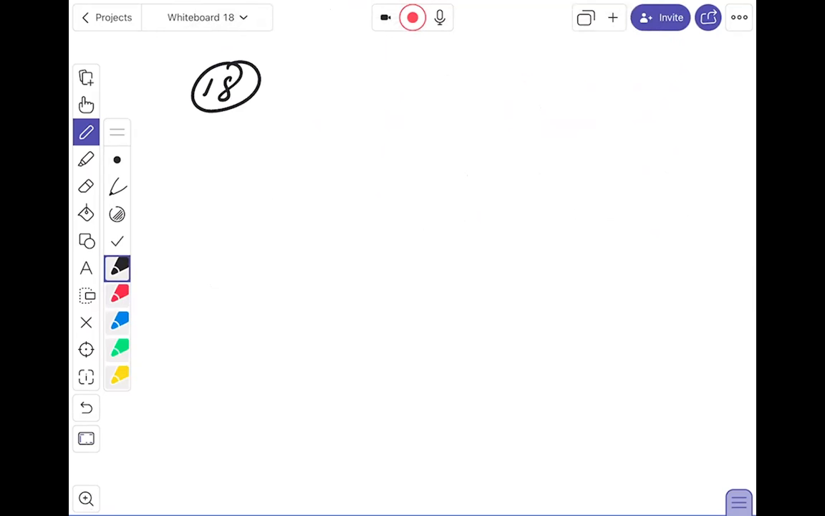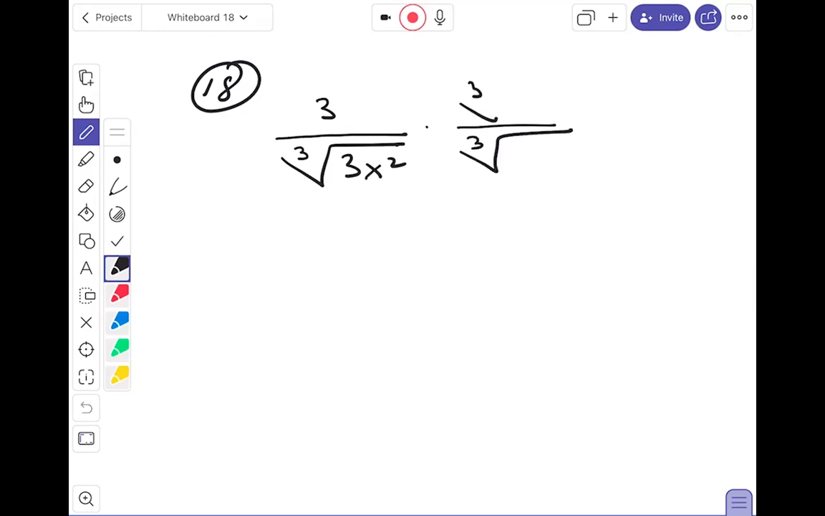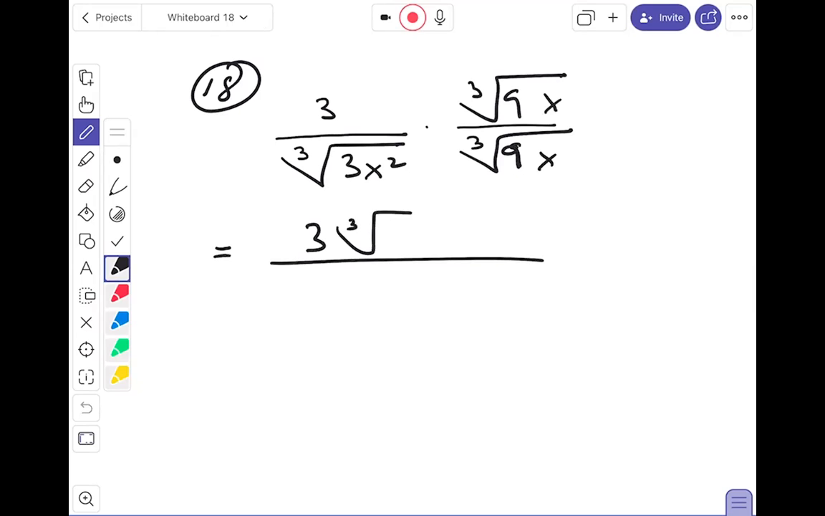Write it down. 3 over the cube root of 3x squared. Well, I've got to rationalize it by multiplying by a cube root of something. Got to make it a perfect cube. Well, what times 3 makes a perfect cube would be 9, because 9 times 3 is 27, a perfect cube. What times x squared makes a perfect cube? X. So what do you get? On top, you get 3 cube root of 9x. On bottom, you would get the cube root of 27x cubed.